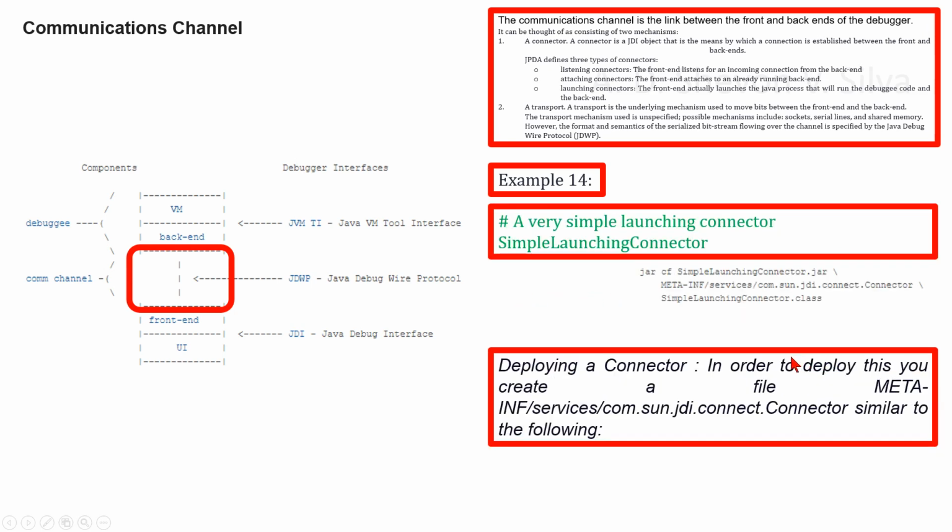Now we are considering deploying a connector. In order to deploy this, you create a file META-INF/services/com.sun.jdi.connect.Connector, similar to the following. To deploy a connector requires packaging the classes for the connector implementation into a jar file along with the service configuration file that lists the fully qualified class name of the connector. The jar file is then deployed in a location that is visible to the system class loader.